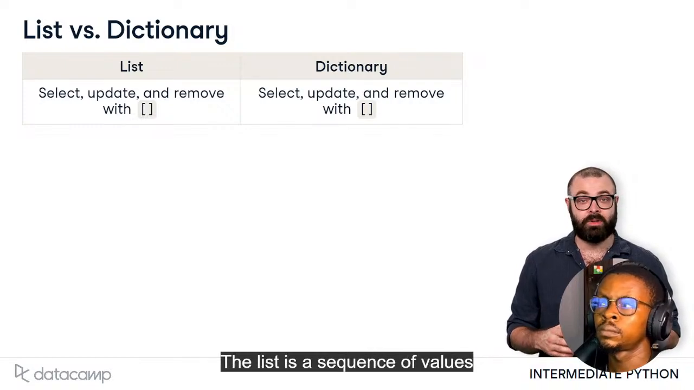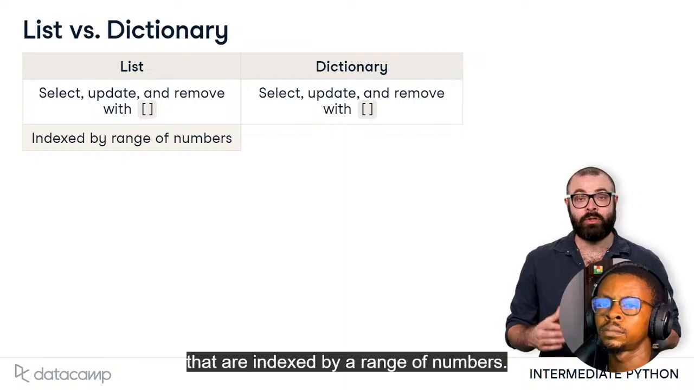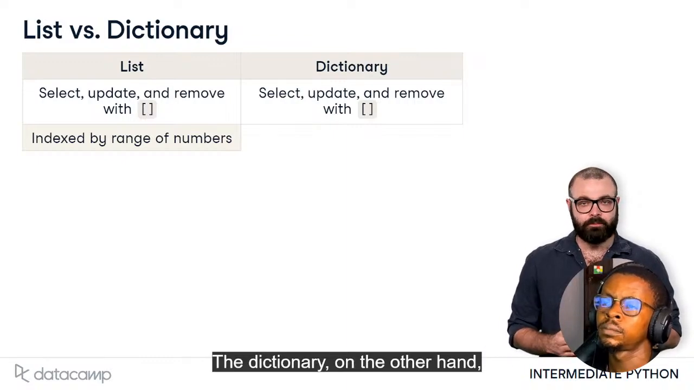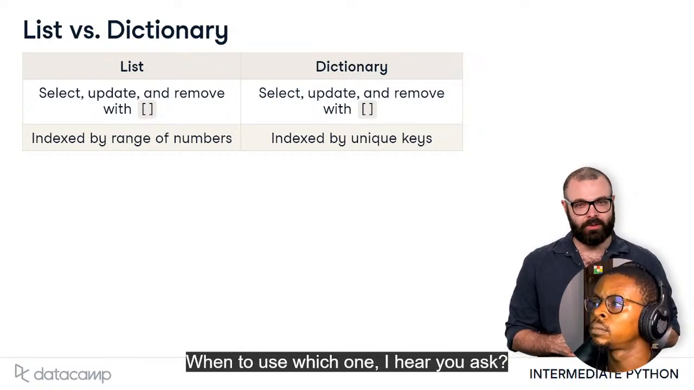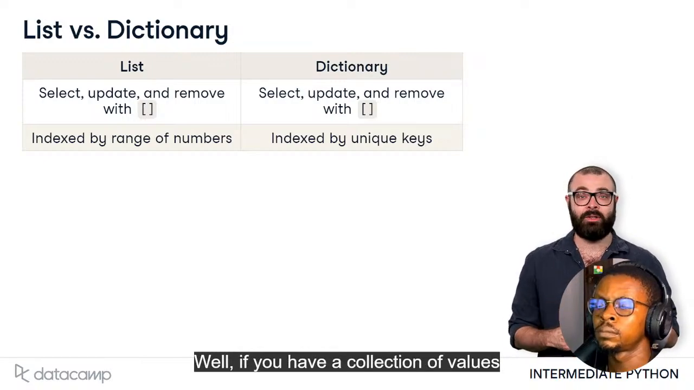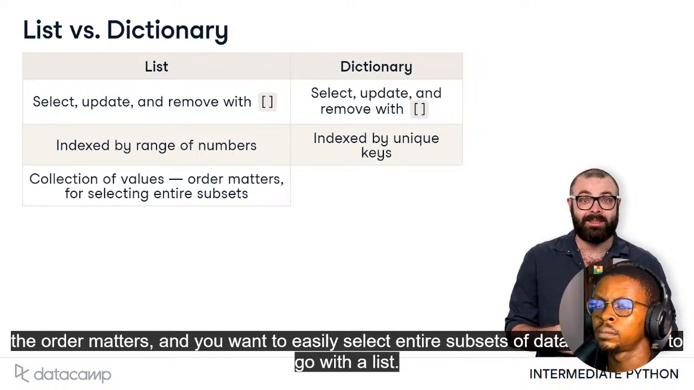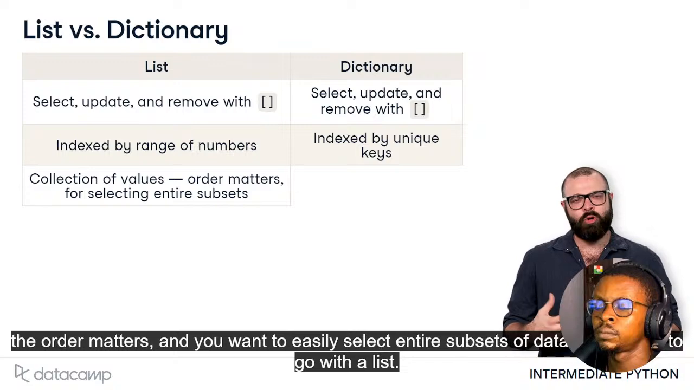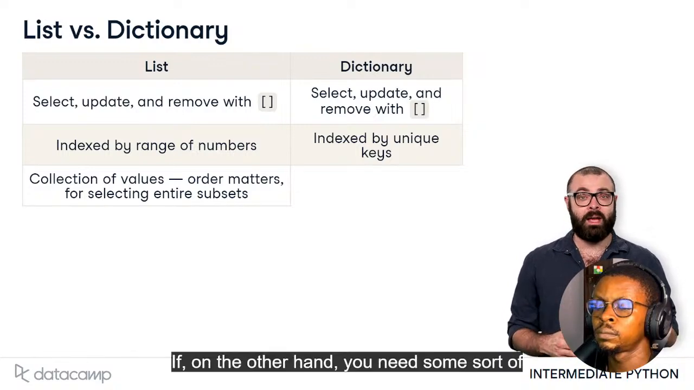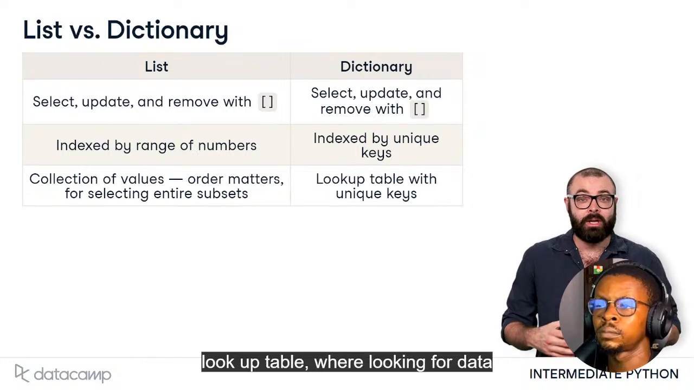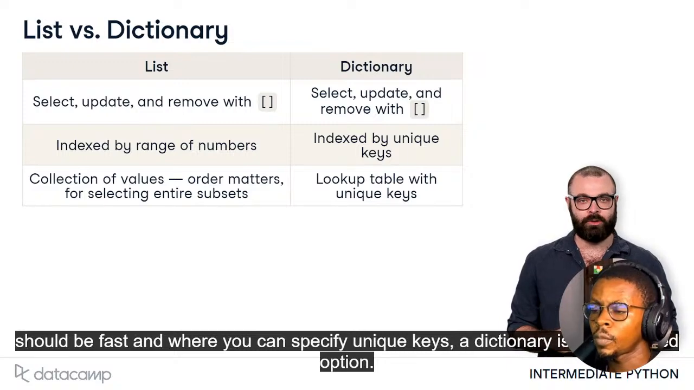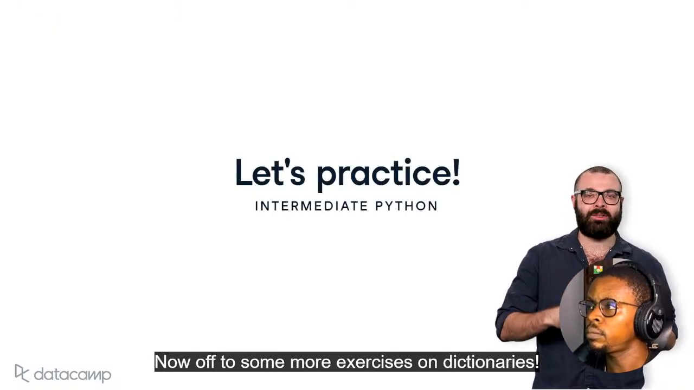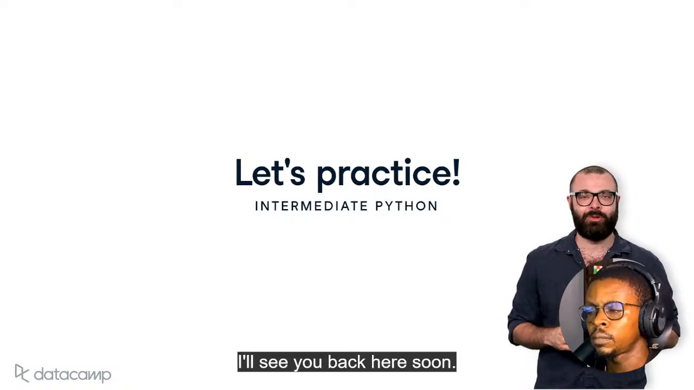The list is a sequence of values that are indexed by a range of numbers. The dictionary, on the other hand, is indexed by unique keys that can be any immutable type. When to use which one, I hear you ask? Well, if you have a collection of values where the order matters and you want to easily select entire subsets of data, you'll probably want to go with a list. If, on the other hand, you need some sort of lookup table where looking for data should be fast and where you can specify unique keys, a dictionary is the preferred option. Now, off to some more exercises on dictionaries. I'll see you back here soon.